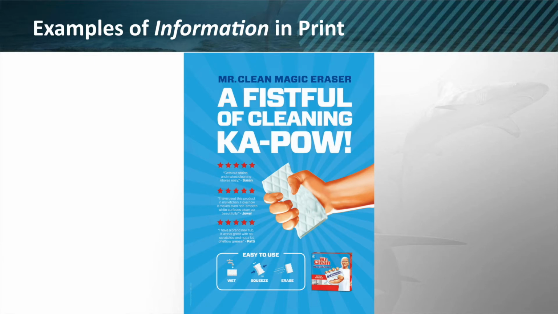Here we have a print ad, and this is for a Mr. Clean Magic Eraser. We have some language here that tells you it's a fistful of cleaning kapow. All right, so the word cleaning is in there. Magic Eraser also tells that it's going to erase some stains. In my 5-star ratings underneath, it says, gets out stains and makes cleaning stoves easy. So it tells me right there what the product does. At the bottom, I also have an infographic. Wet, squeeze, erase tells me how to use it. So this information is very self-explanatory in my ad.